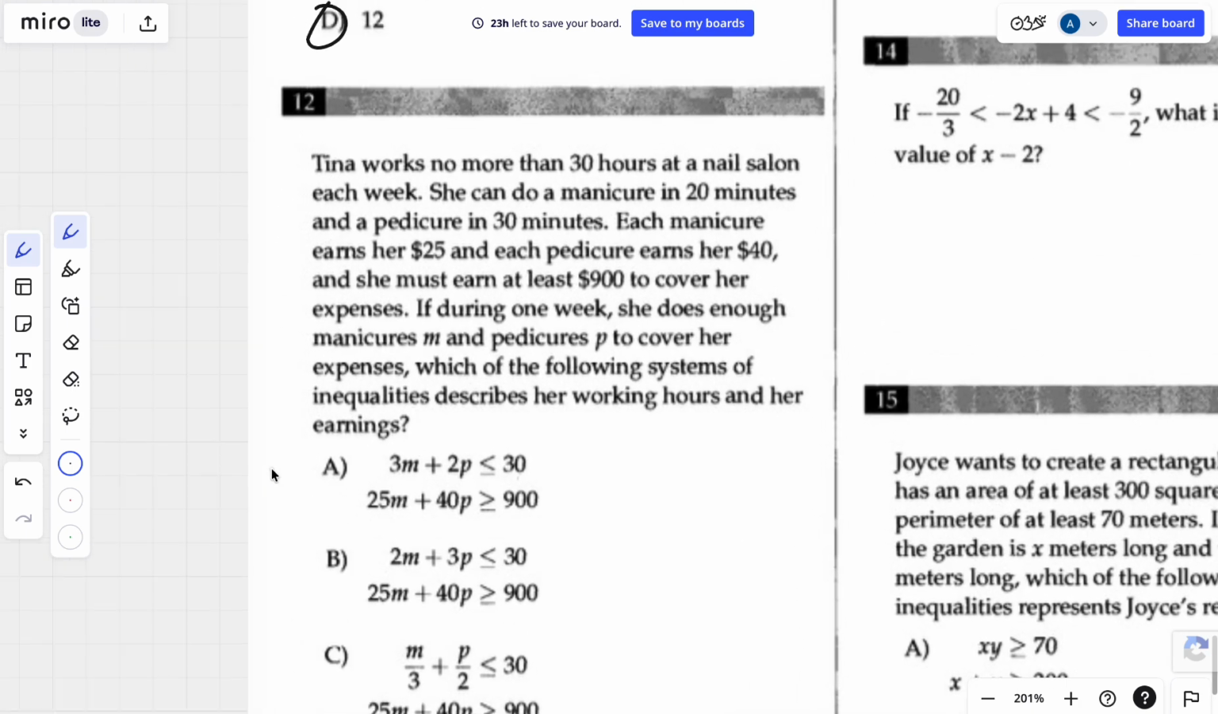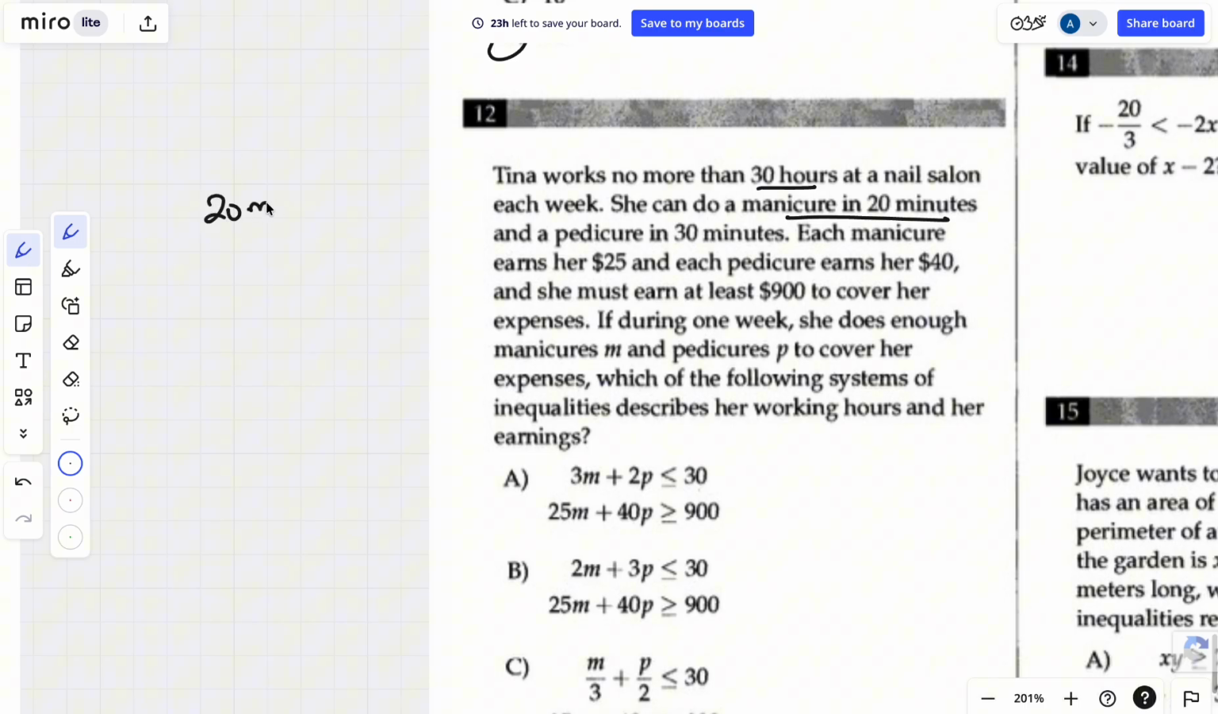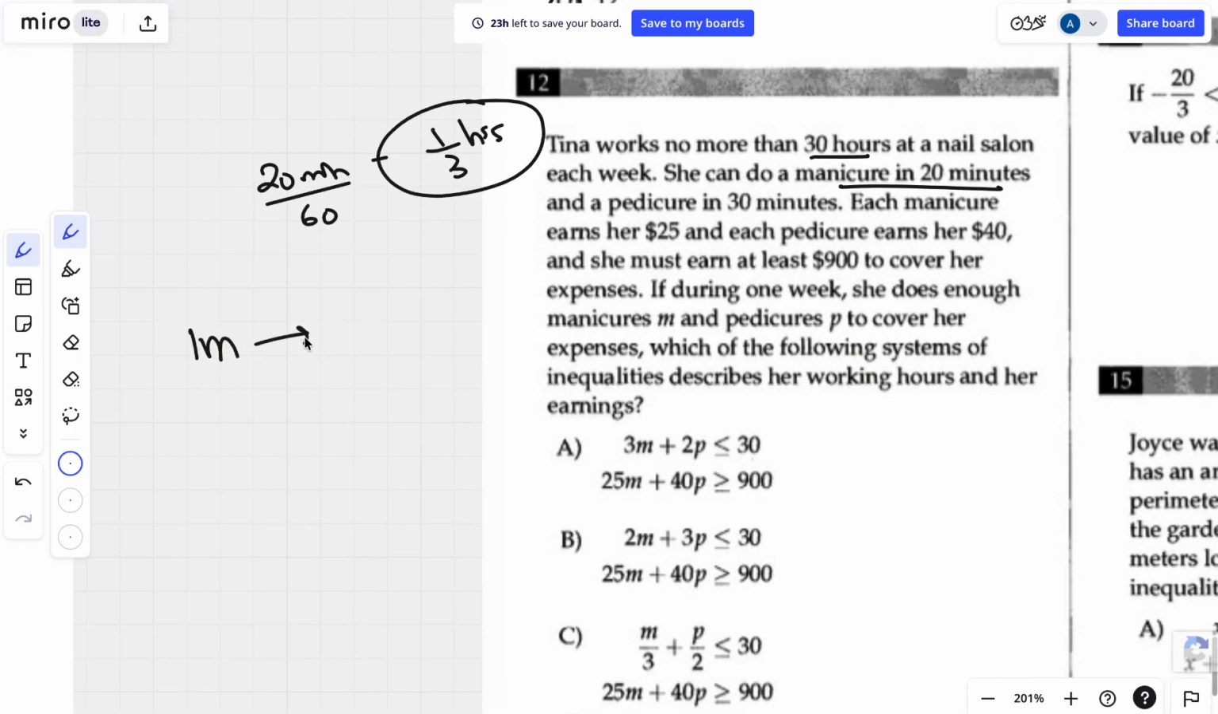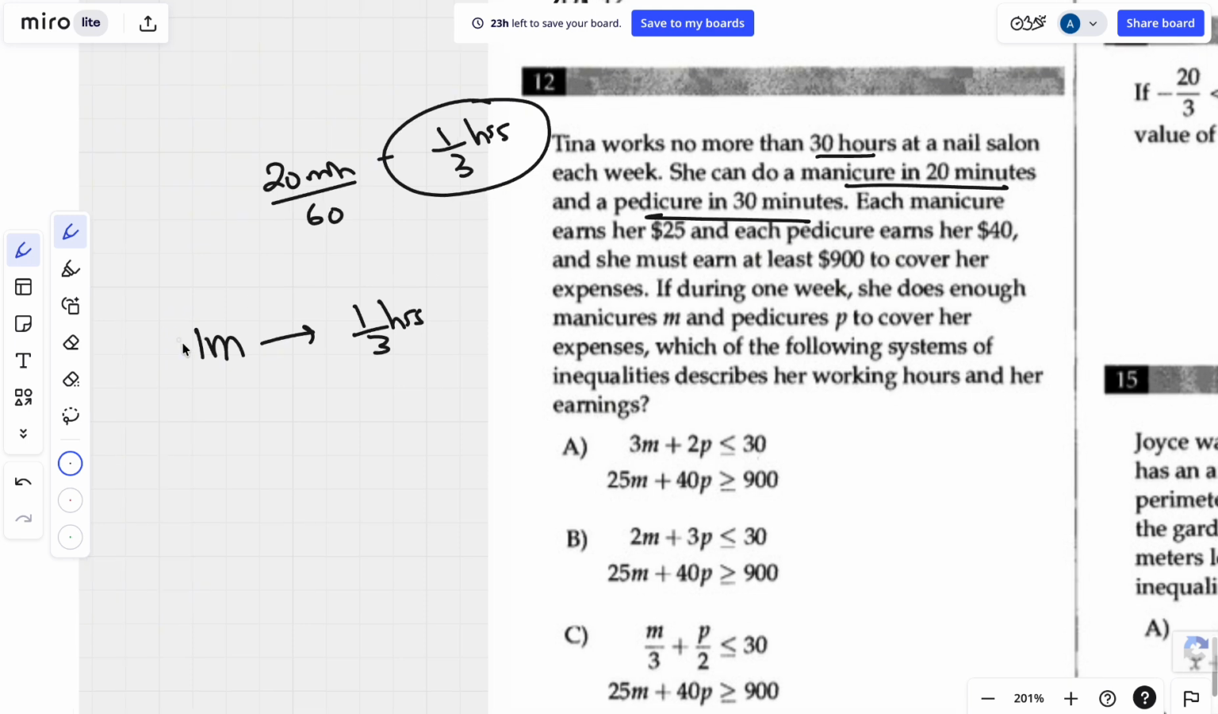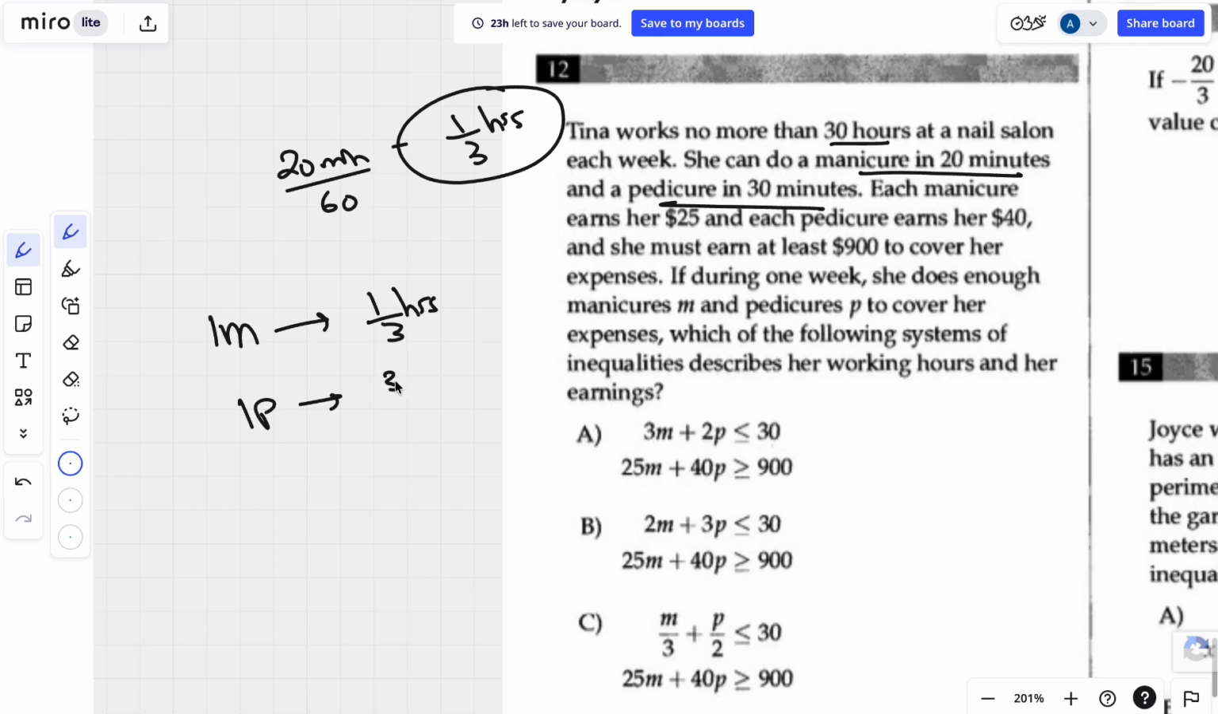Question 12. It says it takes no more than 30 hours at a nail salon, manicure in 20 minutes. Let's convert that to hours. So 20 minutes means 20 over 60, which means 1 over 3 hours. So one manicure takes a third of an hour. And a pedicure takes 30 minutes. 30 divided by 60 is going to be 1 over 2. So we can simply say this is 1 over 2 hours. So manicure 1 over 3 and pedicure 1 over 2 hours.